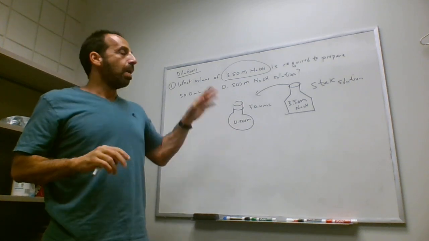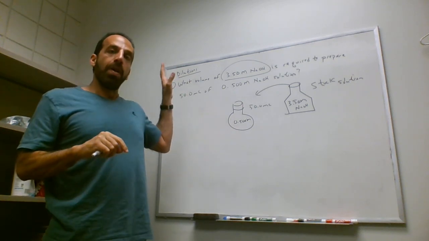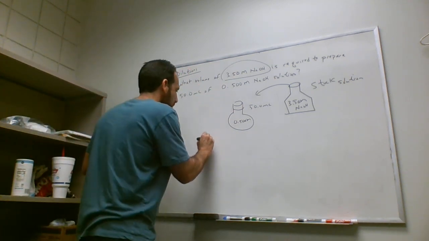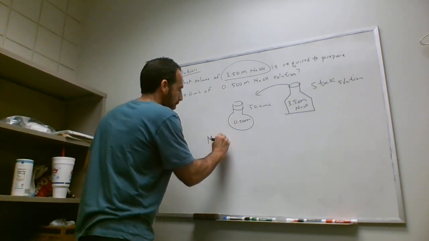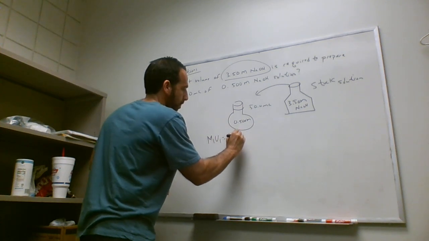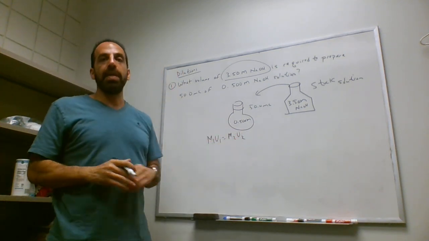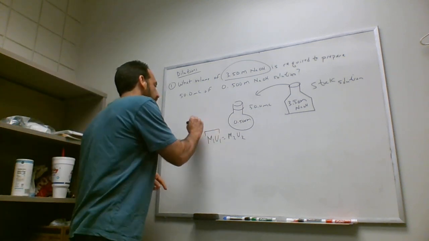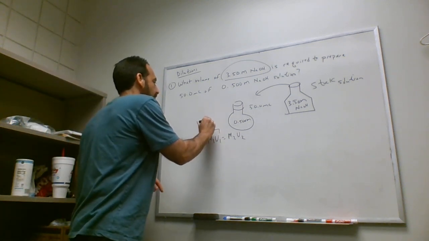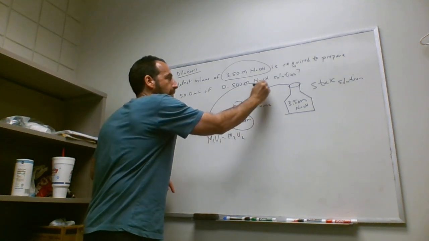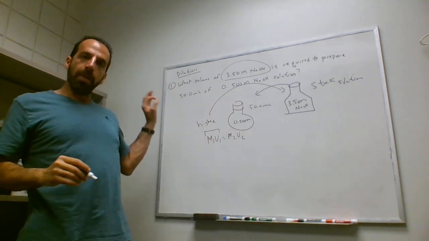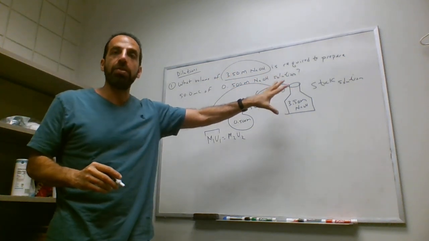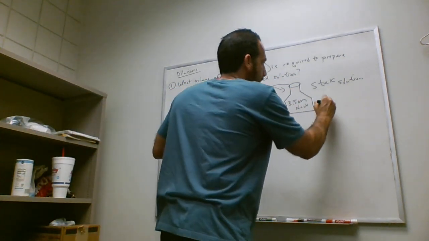Very common thing to do in the lab. Whenever you have a dilution problem, we use a dilution equation, and that's going to be M1 V1 equals M2 V2. M1 and V1 are from the higher concentration. So in this case, it's going to be this right here. The molarity of the first concentration is always going to be higher than the second. So that's what you start off with. That's your stock solution.